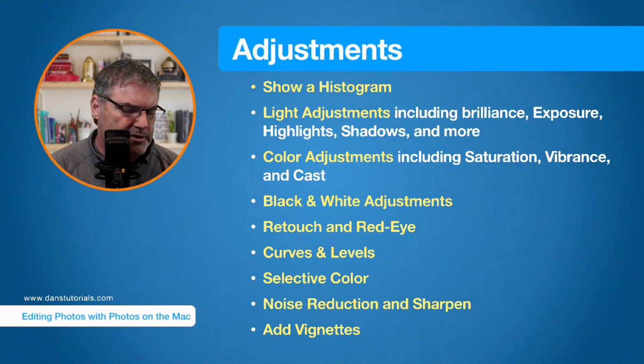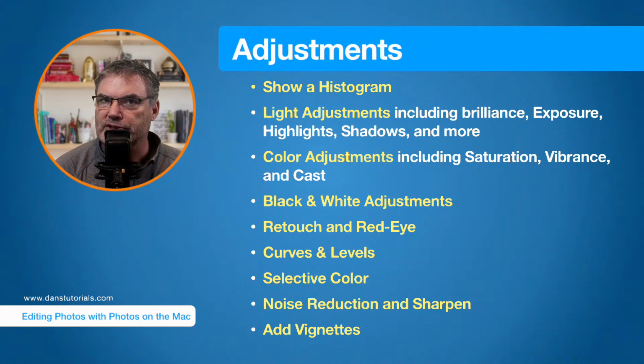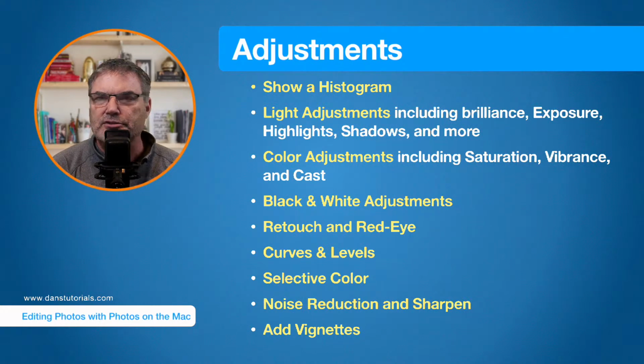All right, with adjustments, what we're able to do is show a histogram, and I'll show you what the histogram does, where we can make light adjustments. This includes your brilliance, your exposure, your highlights, shadows, things like that. We can make color adjustments. So this is your saturation, your vibrance, and a cast. We've probably seen those photos where they have a blue cast to them. They look a little bit on the blue side or maybe a little bit on the yellow side. That's what's called a color cast. What we can do is adjust that cast.